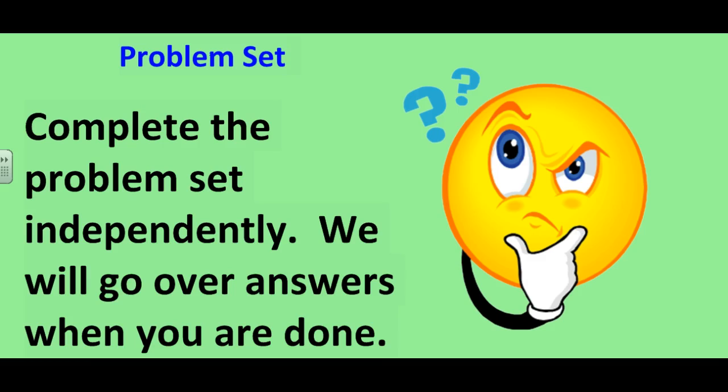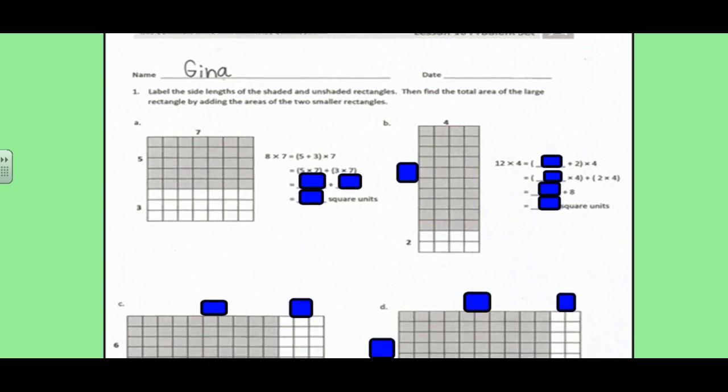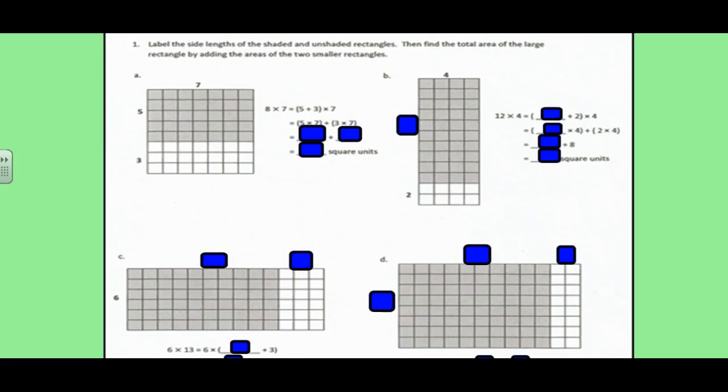We're going to go ahead and move on to the problem set, because the problem set is a lot like what we just did, breaking apart rectangles and solving two different equations to find the area of the larger rectangle. So go ahead and get your problem set ready. Okay, so for number one, we've got 4 different parts. Number 1 says label the side lengths of the shaded and unshaded rectangles. Then find the total area of the large rectangle by adding the areas of the two smaller rectangles. So it's just like what we just did.